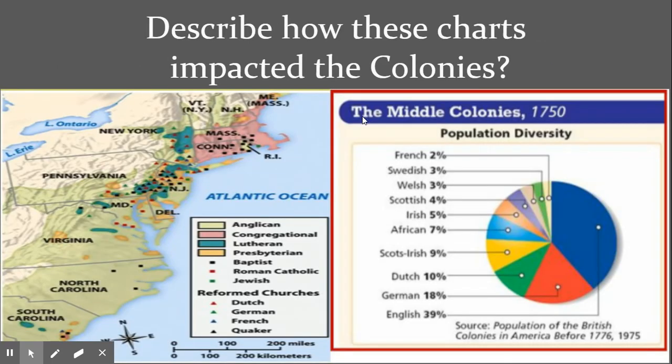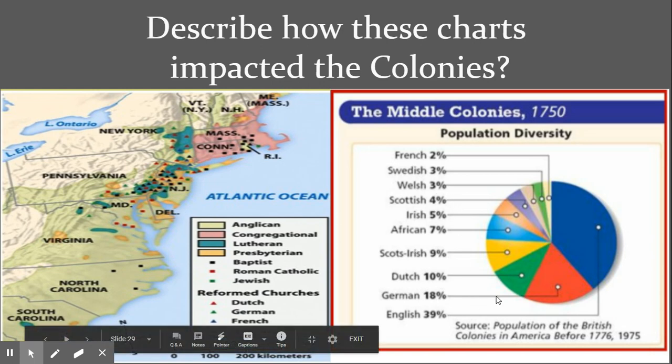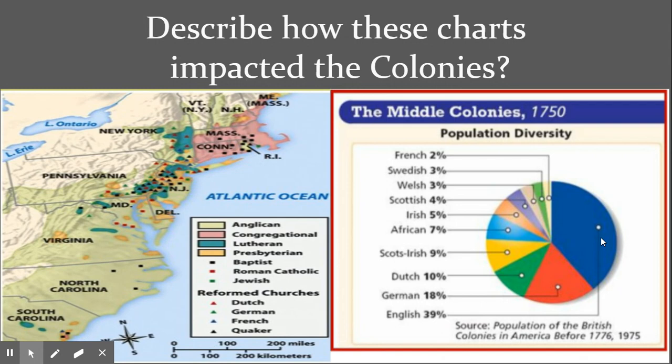All right. So describe how these charts impacted the colonies. If you have all of these different kinds of people, do you have only English? No. And who owns us? England. I can promise you, these Swedes here, these French, Welsh, Scottish, Irish, African, well, the Africans at the time, they didn't really have a say so. They were just told what to do. So it's unfair to them. They didn't really have a voice in this.